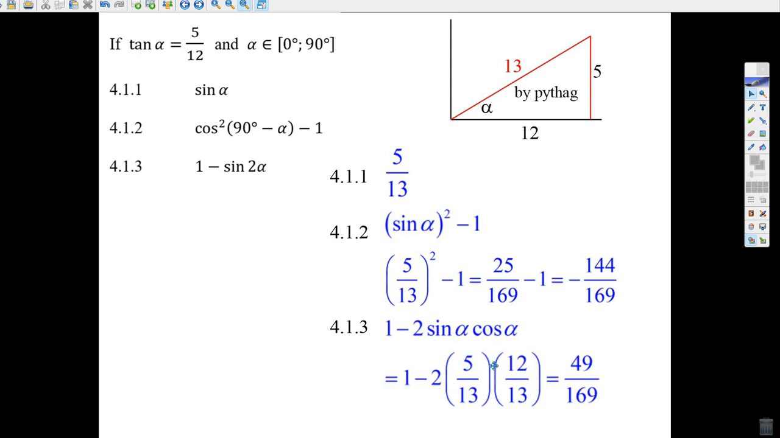You'll get 2 times 5 times 12 is 60. That's 169 in the bottom. That's 2 times 60 is 120. This is 169 over 169 minus 120. Well, that's 49. If you put that in your calculator, it will tell you that it's 49 over 169. So there you go.